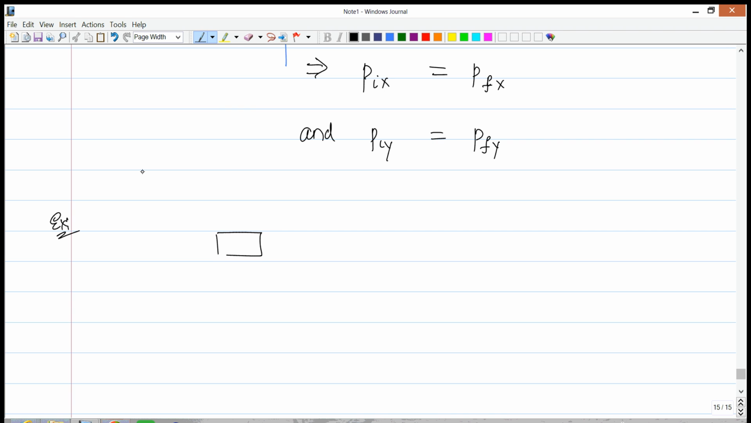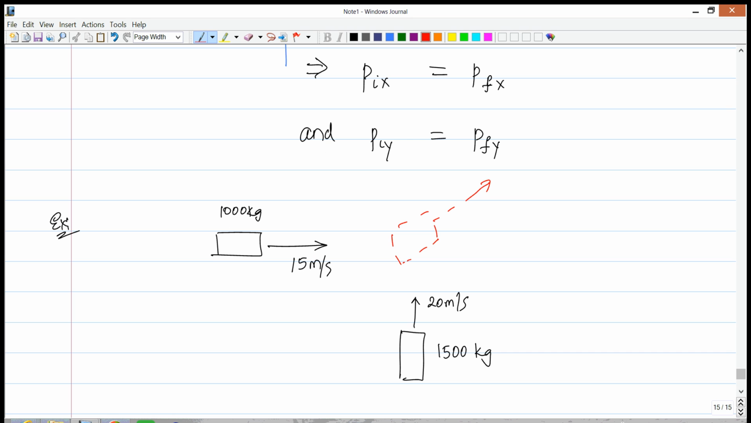So let's say we have a vehicle of mass, say, 1000 kg, that is moving due east at, say, 15 meters per second. And let's say there's another vehicle of mass 1500 kg moving at, say, 20 meters per second. Now these two collide somewhere here, and then after the collision, let's say that they move in some direction.